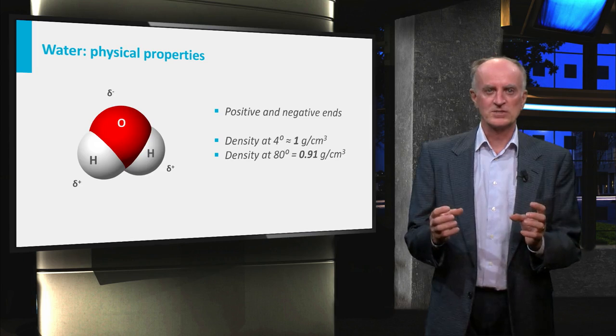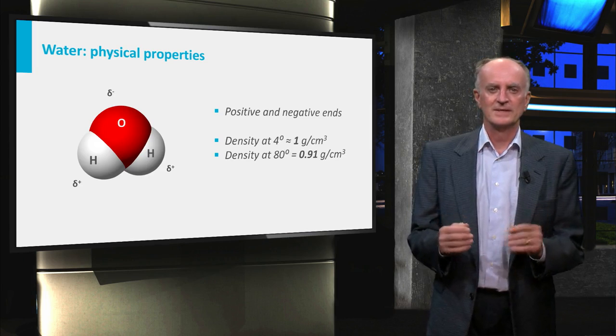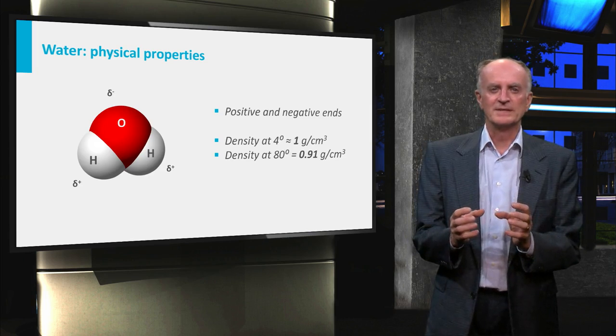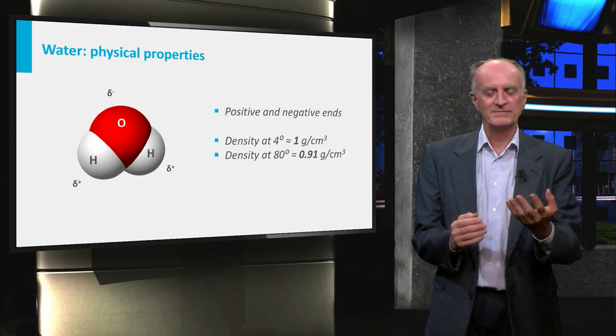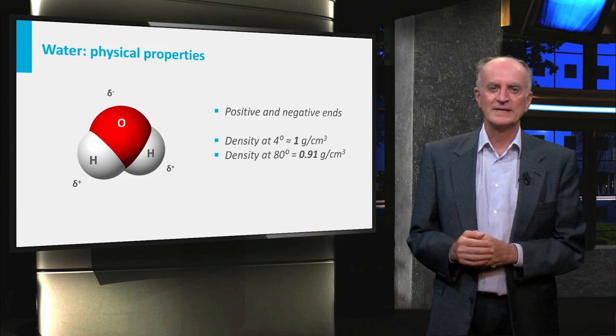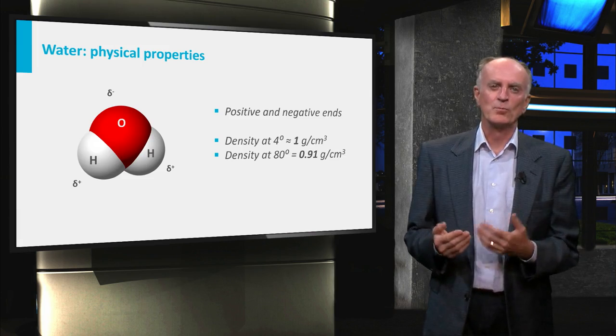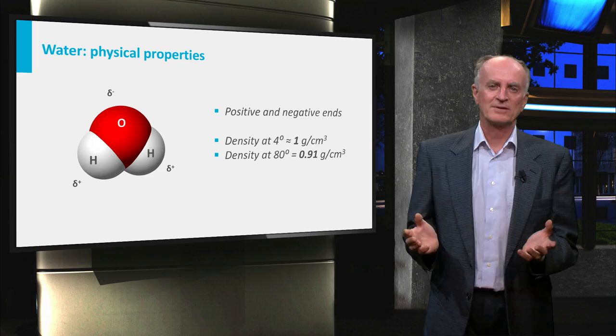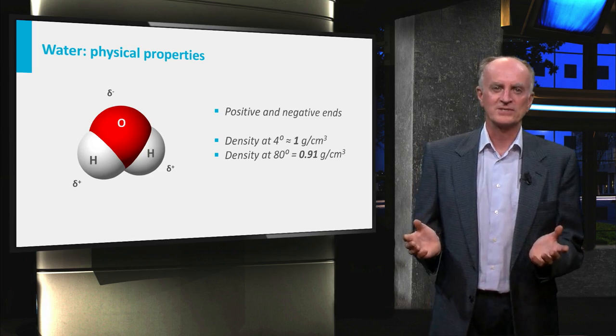You clearly see the oxygen and the hydrogen atoms. You also see that, as a consequence of their asymmetric arrangement, the water molecule has a positive and a negative end. A very important property of water is its density, which is around 1 gram per cubic centimeter. At temperatures relevant for hydrogeology, these values don't change much.